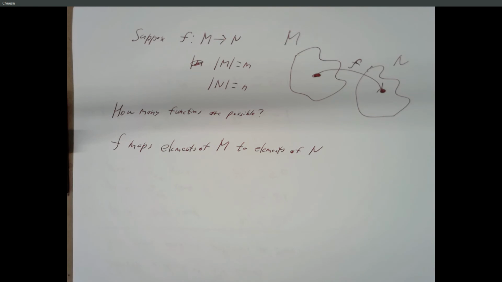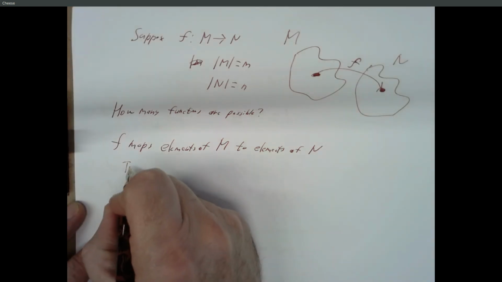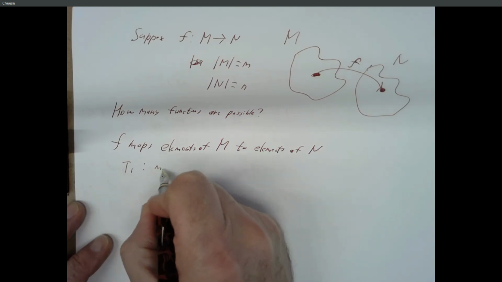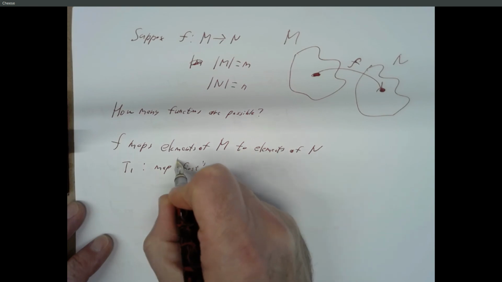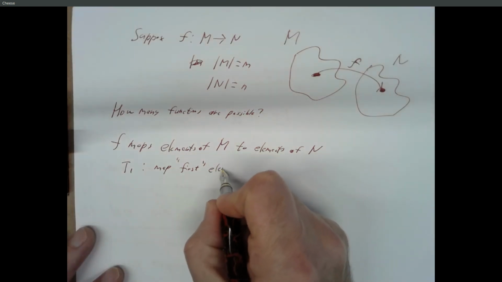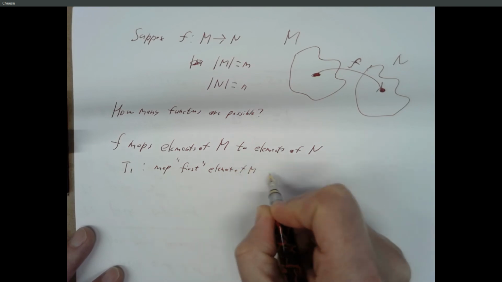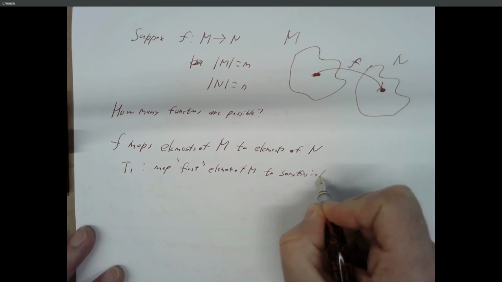Each subtask would be taking one element from M and all the possible combinations in N. So we can do this as a series of tasks. T1, map first. Sets are unordered, but it's a finite collection, so let's just assume some ordering on these elements. So take the first element in M, map the first element of M to something in set N.